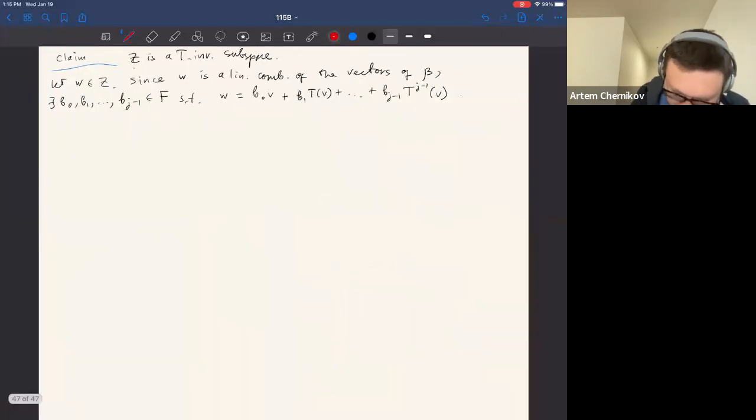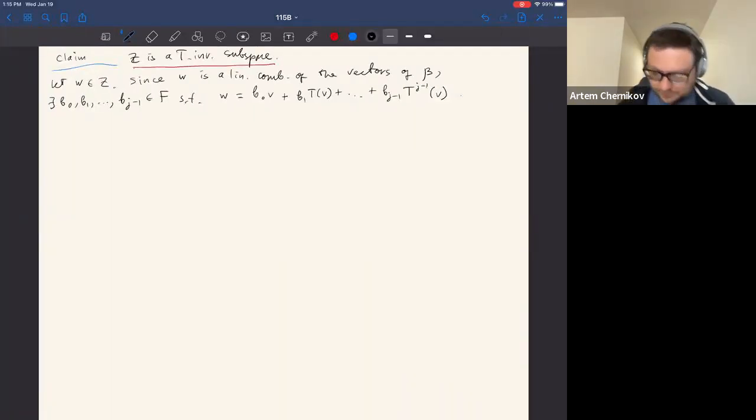So first we show that Z is a T-invariant subspace. Let's finish this argument. Again, we pick w, any vector in Z, and our task is to show that T of w is also in Z. That's what it means to show that the space is T-invariant. For this, we write w as a linear combination of the vectors in the basis for Z. But also remember that T is a linear operator, so T is linear.